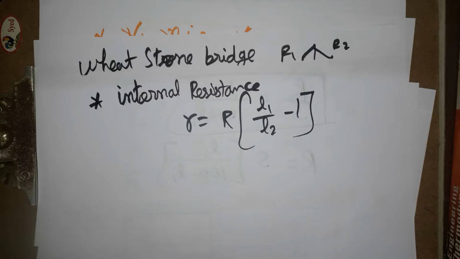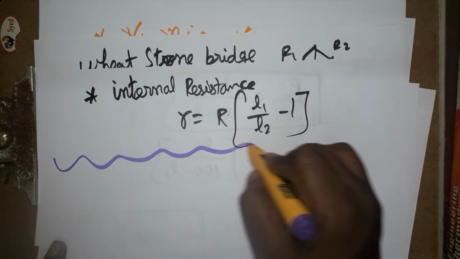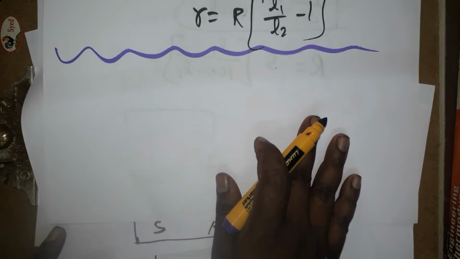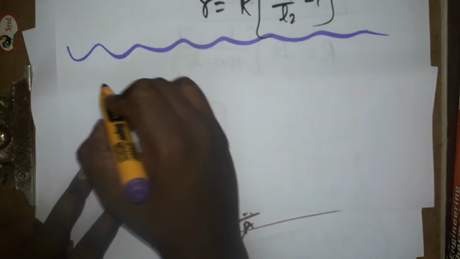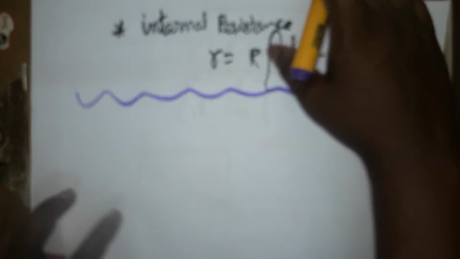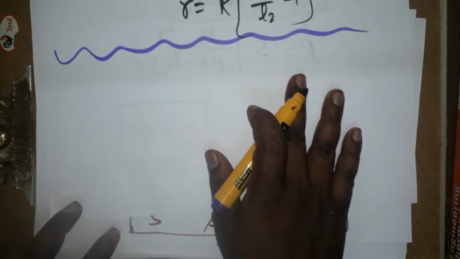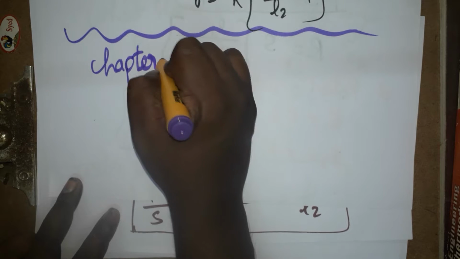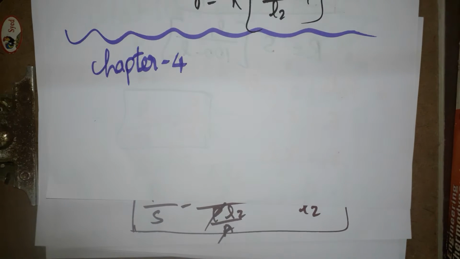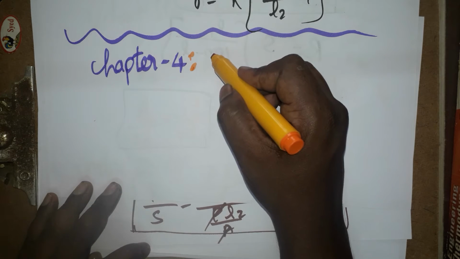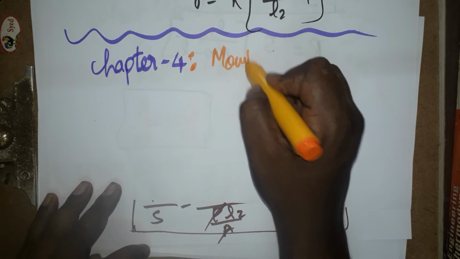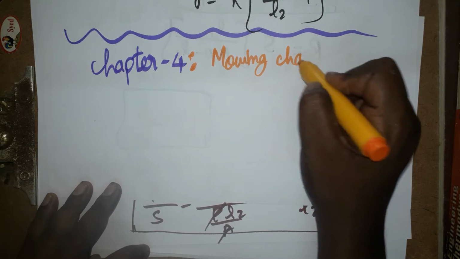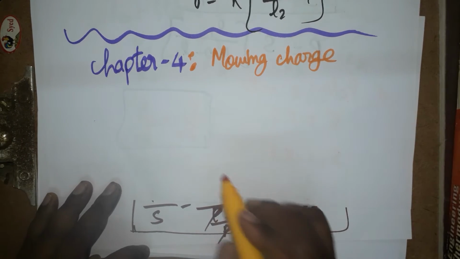Okay, the next chapter I am going to move to. Chapter 4, moving charge and magnetism. A charge moving in a magnetic field, and magnetism. Moving charge in a magnetic field.